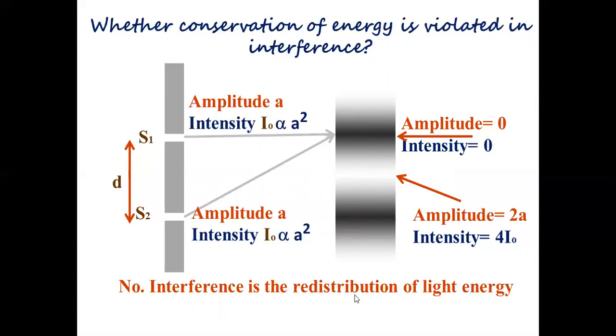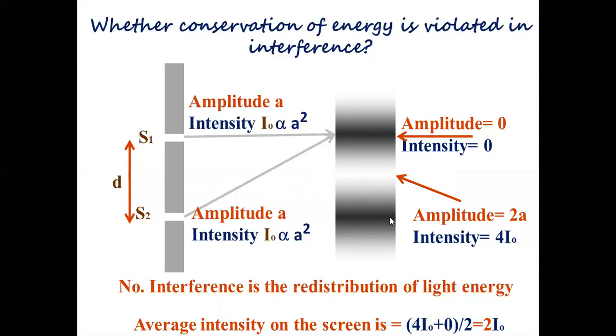You take the average. Average is 4I0 plus 0 divided by 2. Average means the numbers added, divided by the number of numbers, 2. 4I0 plus 0 by 2. Is it not 2I0? That is the total energy here, the energy coming out of this and coming out of this. So the law of conservation of energy cannot be true in one place and false anywhere else. It should always be true.